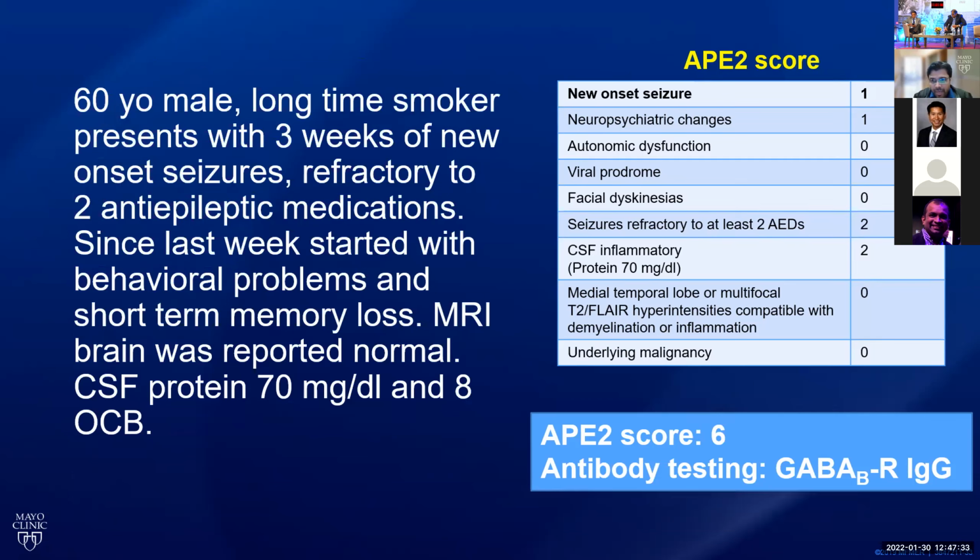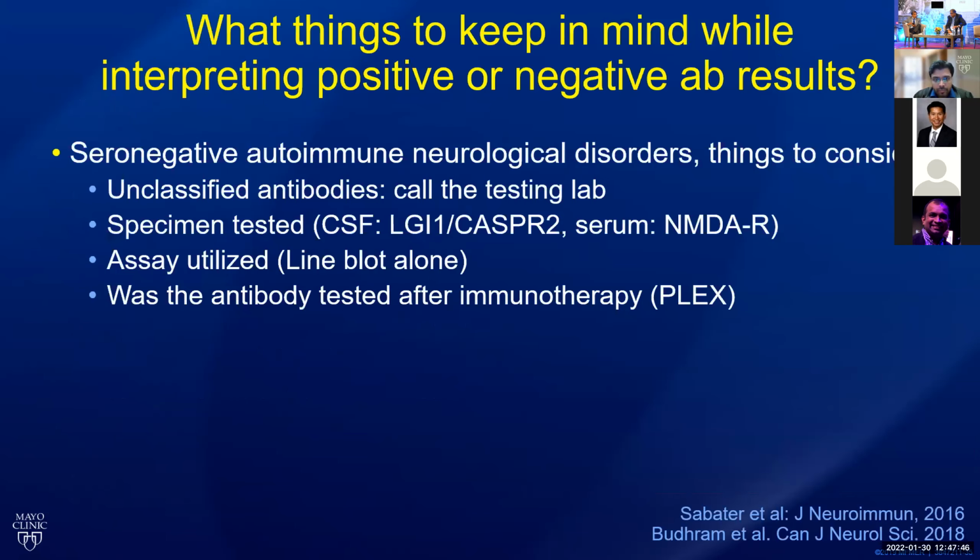And this patient came back positive for GABA-B receptor IgG and was subsequently treated, and as a part of the workup, was found to have small cell lung cancer, which is detected in 50% of GABA-B. Lastly, when we do send these panels and we get the results back, they're either positive or negative.